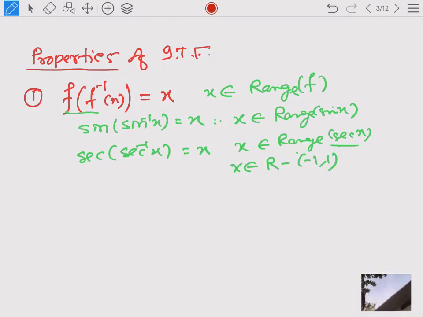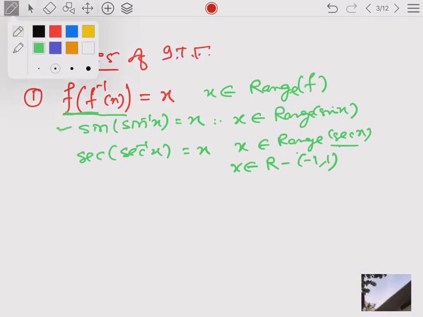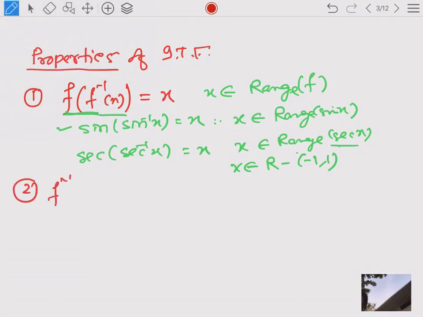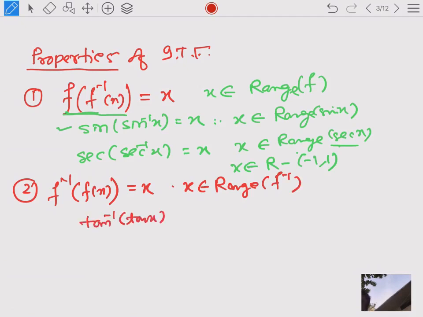So in this way, this first rule we can apply for all inverse trigonometric functions, and second, it is the inverse of this, that is f inverse of f x is equal to x. Again here x should be in the range of f inverse function. So again we can write tan inverse of tan x is equal to x, but here x should be in the range of tan inverse.